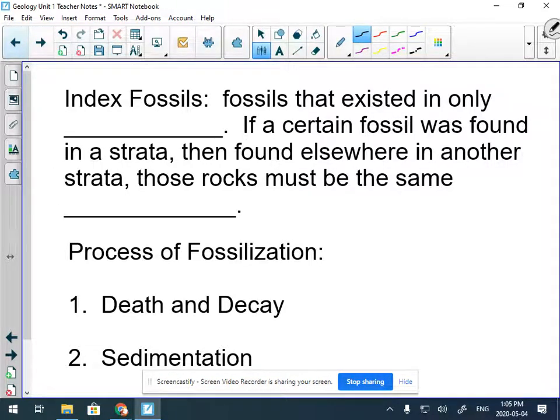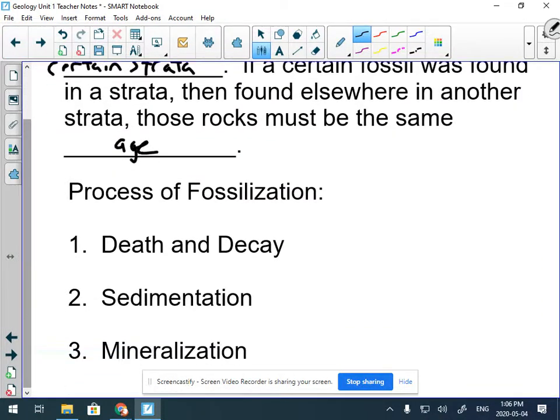Now, why is this important? Well, we can use the different layers in sedimentary rock to figure out a rough estimate of how old fossils are. Now, index fossils are fossils that only exist in certain strata. So you might find a Tyrannosaurus Rex, whatever. It's only going to be in a certain type of rock. So if you figure out how old that rock is, wherever you find that Tyrannosaurus Rex skull, that rock is always the same age.